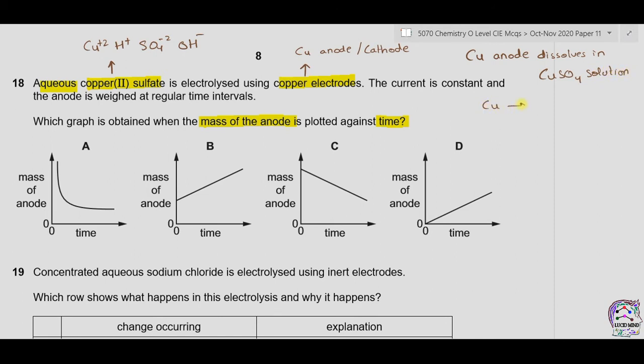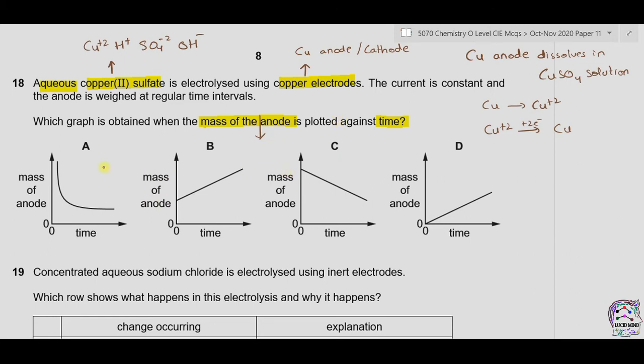And copper will become copper plus 2 ions. Copper plus 2 ions move towards the cathode, they deposit in the form of copper solid. So the mass of anode decreases with time and mass of cathode increases with time.